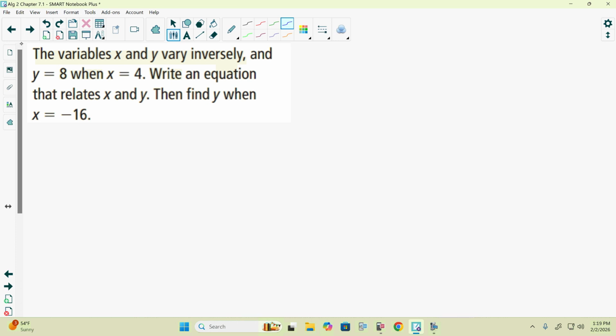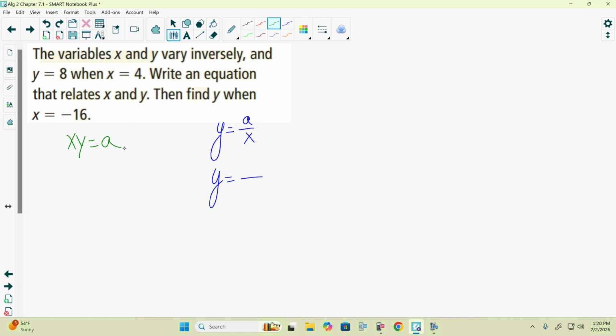The variables x and y vary inversely, and y is equal to 8 when x is equal to 4. Write an equation that relates x and y, then find y when x is equal to negative 16. Well, we need to find our equation for y equals a over x, and then we need to find our value of y. In order to do any of that, we need to find the value of a, because if I find a, I get our equation, which is half our answer. And once I have the equation, I can find any value of y for a corresponding x.